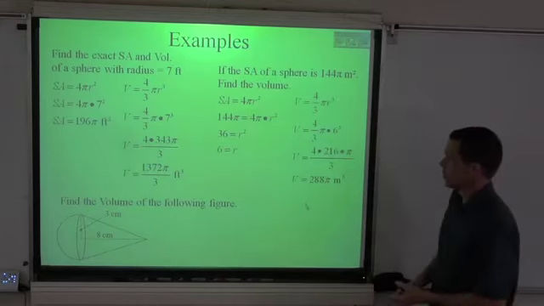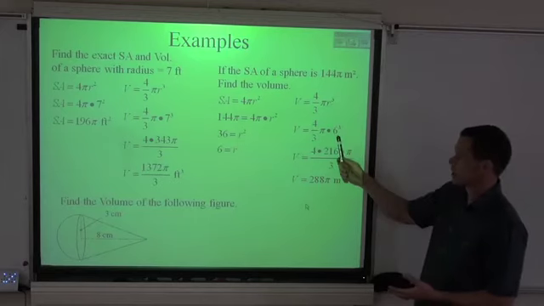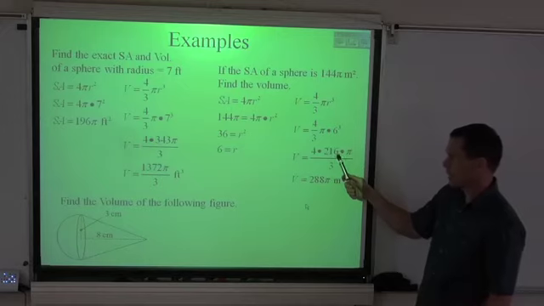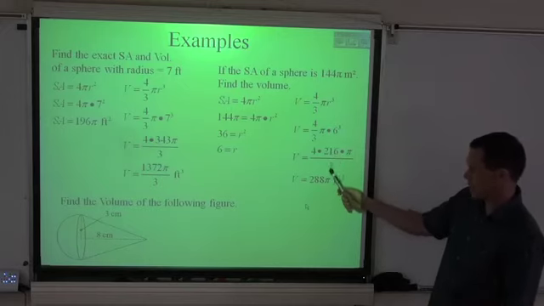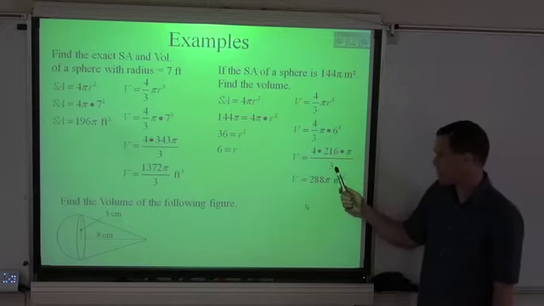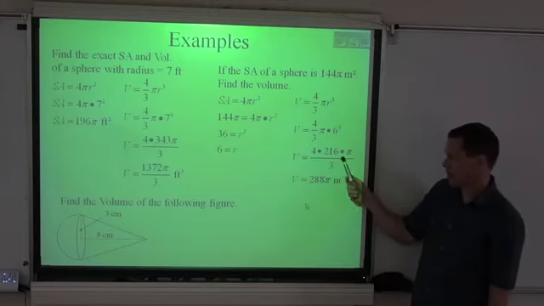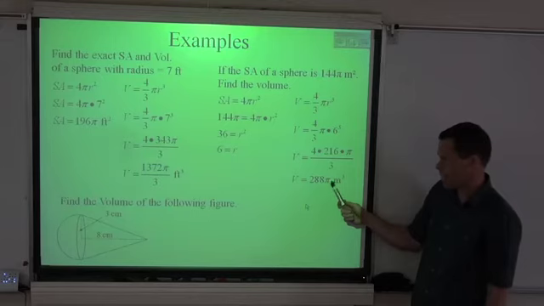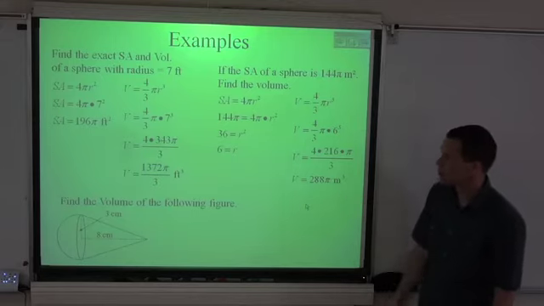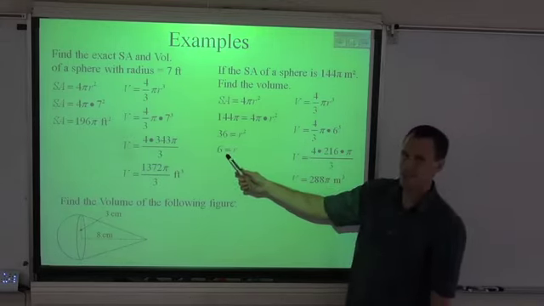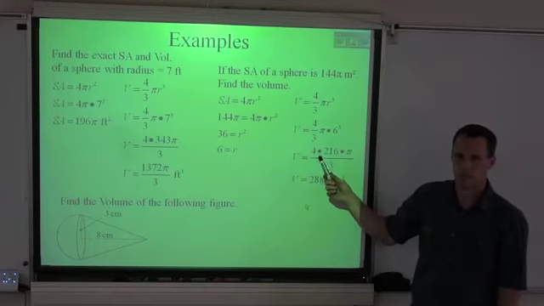Volume equals 4/3 pi r cubed. 6 is my r. 6 cubed is 216. Luckily, this time, 216 can be reduced by 3 into being 72. 4 times 72 becomes 288 pi meters cubed. Find the r, plug into the formula.